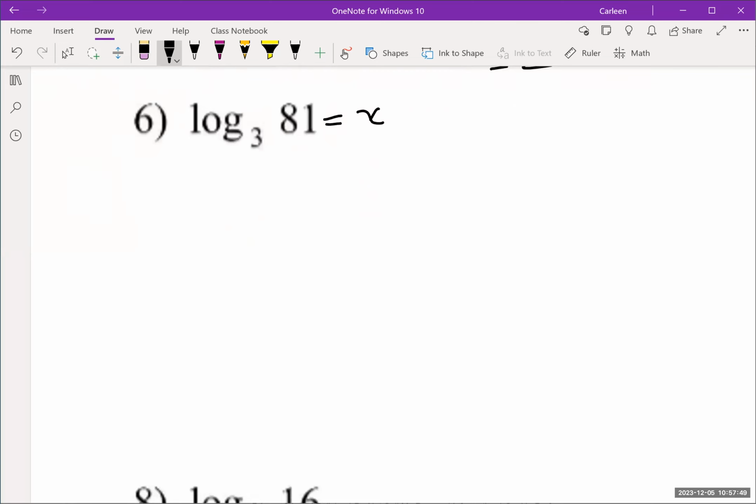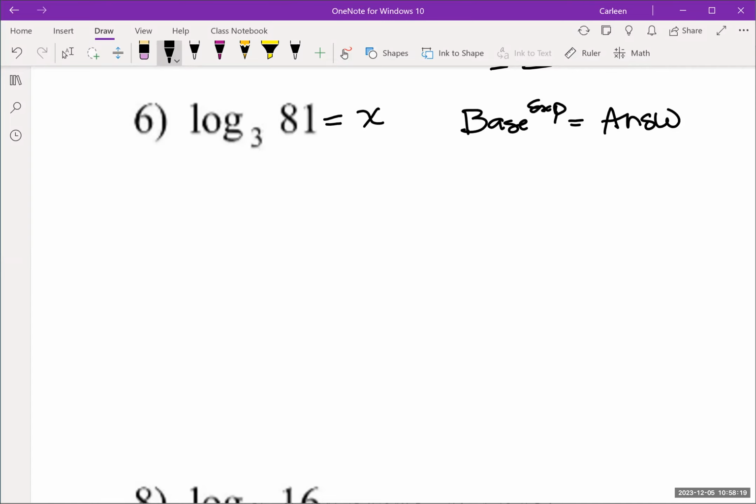Okay, number 6. Let's put an X. We're not going to practice the change of base method because we're going to practice that with a later problem. We don't tend to use change of base if the answer is a power of the base. Okay, step 1, rewrite this. Base, exponent, answer.